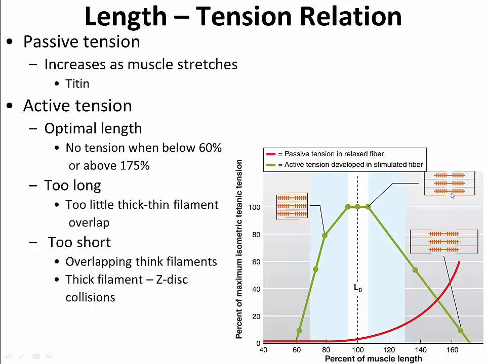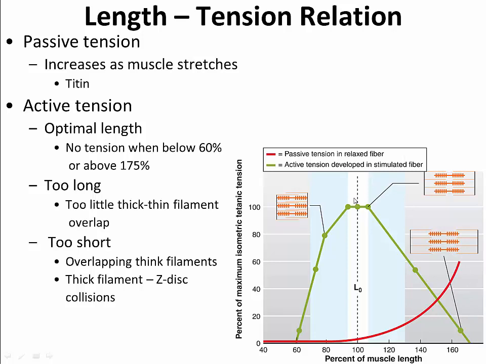We can explain this by looking at these little drawings in the diagram. As we stretch the muscle, there's less and less overlap between the myosin heads of the thick filaments that I'm pointing to here and the actin filaments. And so eventually, although it's not shown here, you can imagine when you get to 175%, there's simply no overlap at all between the myosin heads and these thin filaments, and so no tension can be generated.